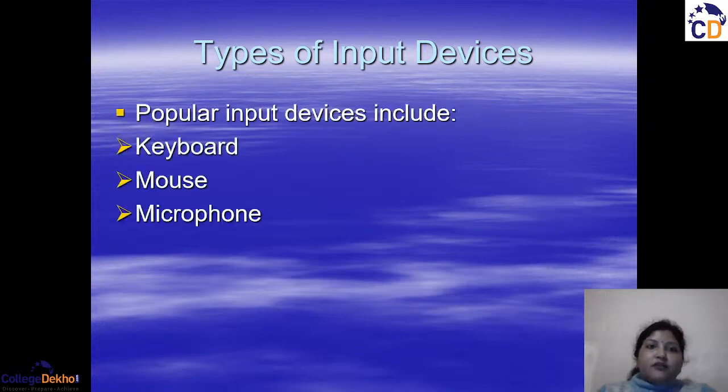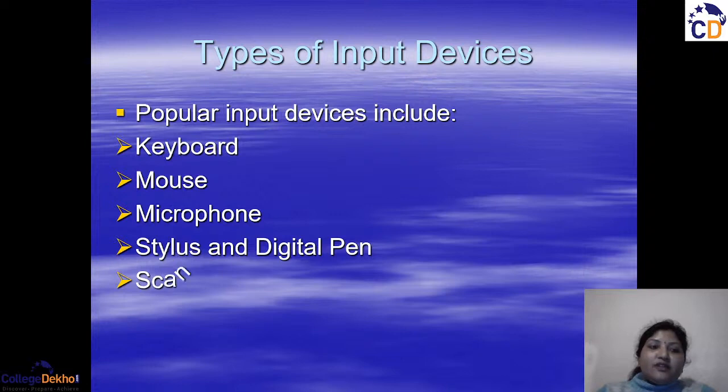There are a number of input devices. Most of you have seen all these devices and you are using them for giving instructions to the computer. One of them is the keyboard. Everyone is using a keyboard, but you should know this is an input device. You are sending instructions to the computer and they go to the CPU. Another input device is the mouse, through which you can give instructions to the computer. Then the microphone: my voice is recorded and given to the computer using a microphone.